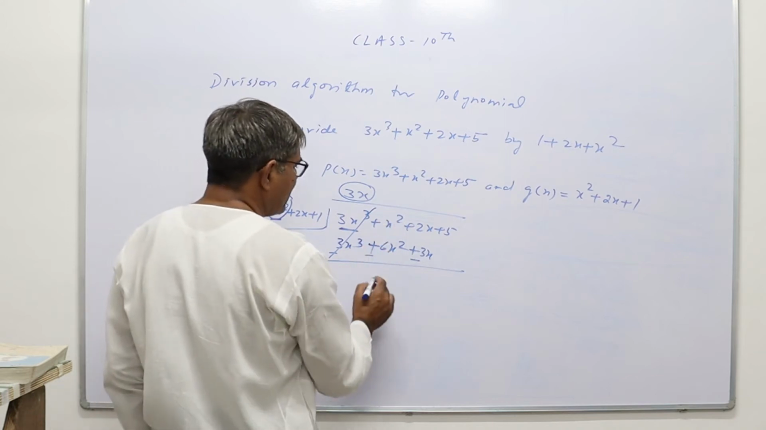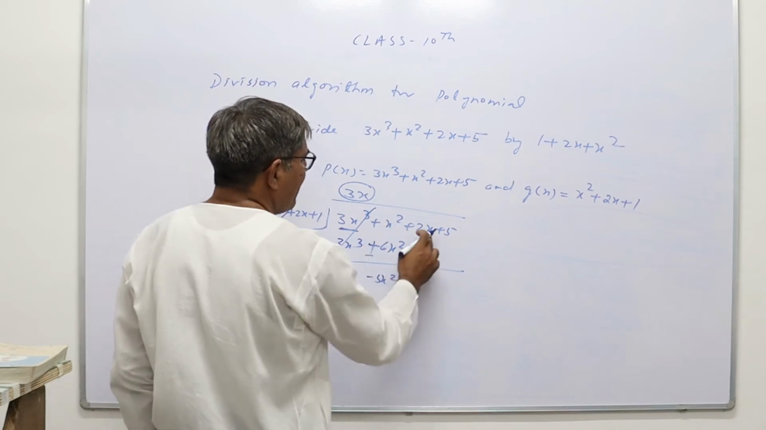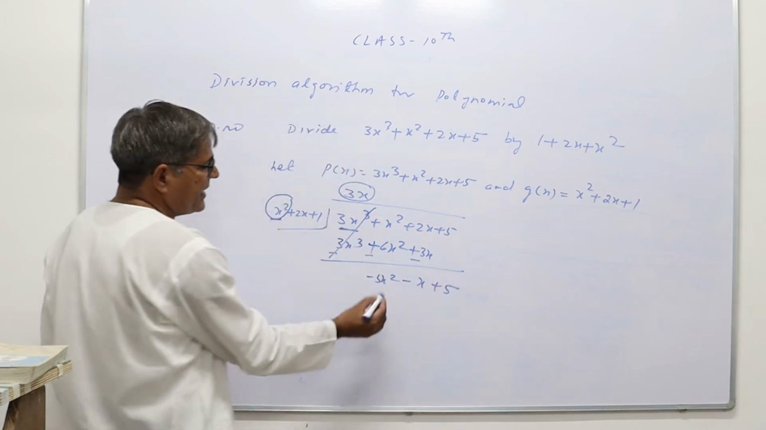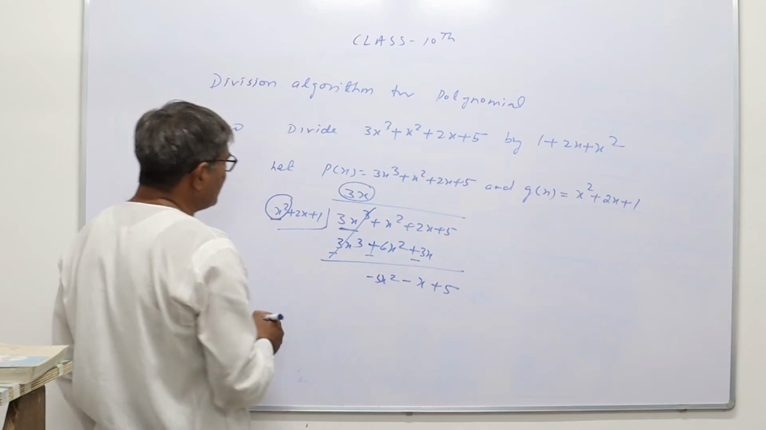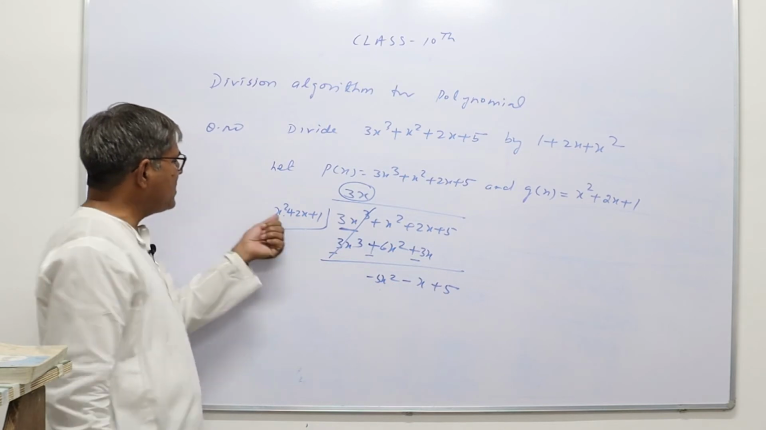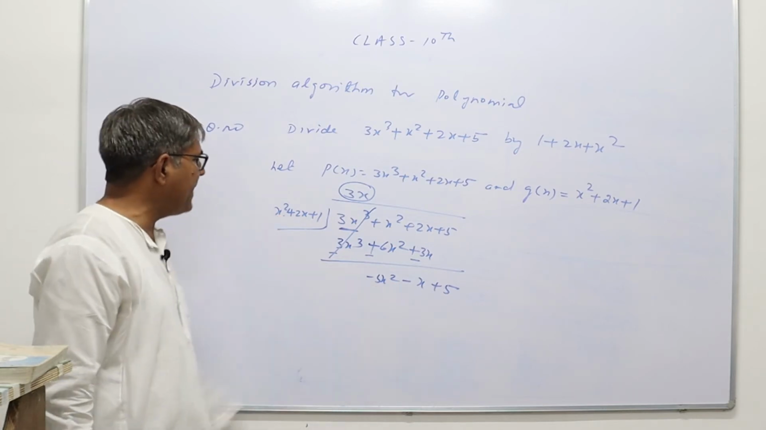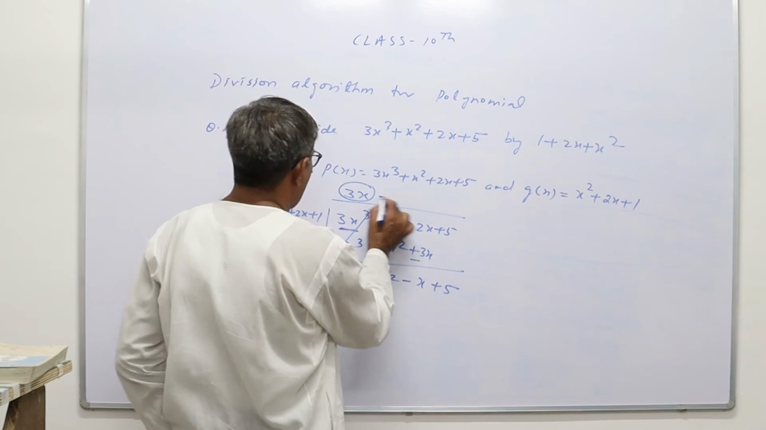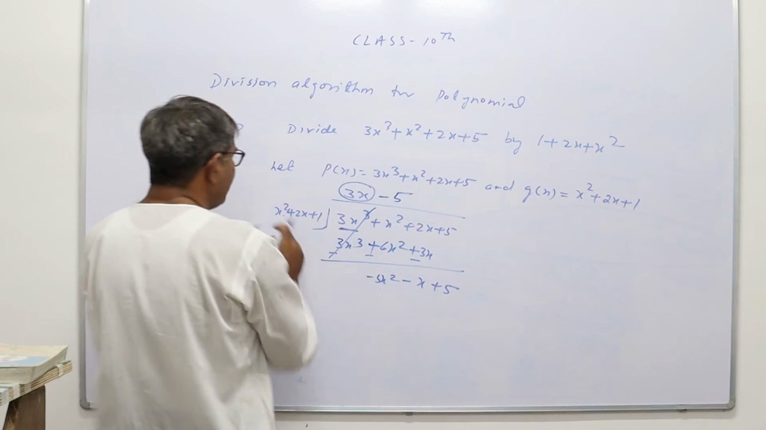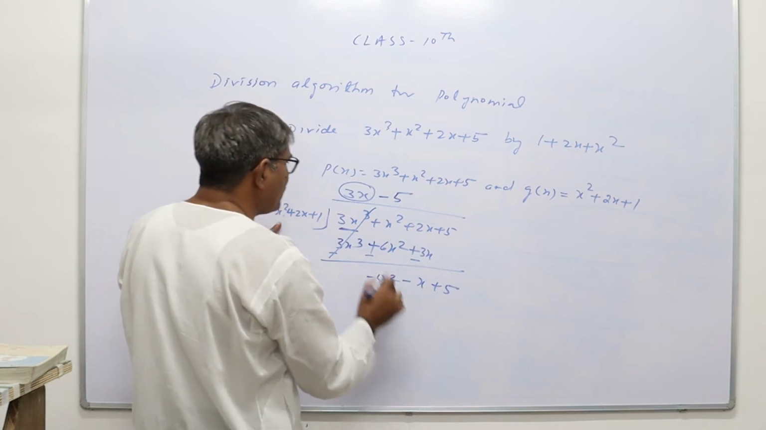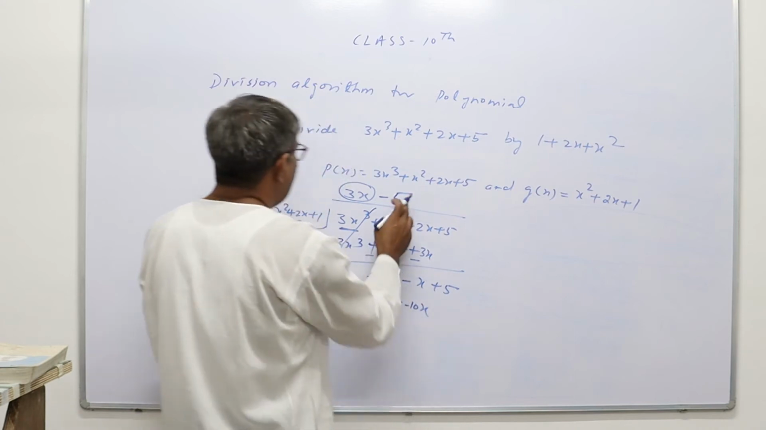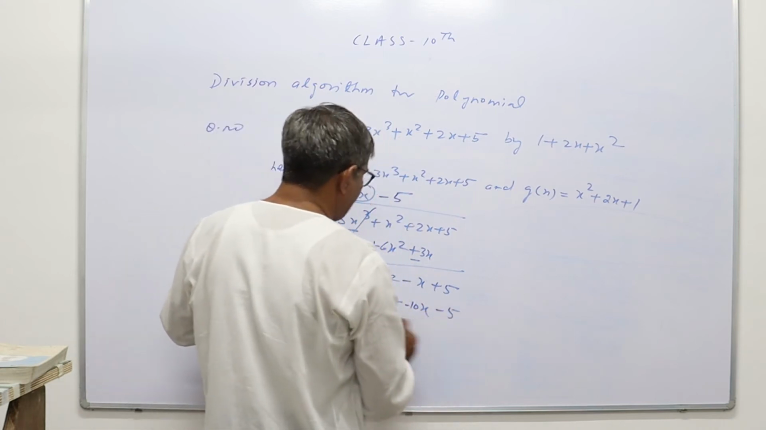x square minus 6x square, that is minus 5x square, plus 2x minus 3x, that is minus x plus 5. Again see which is the highest degree term, that is minus 5x square, and here is your x square. So now by what should I multiply x square so that it becomes minus 5x square? So minus 5. So minus 5 will be multiplied by the whole divisor. So minus 5 into x square, that is minus 5x square. Minus 5 into plus 2x, that is minus 10x. Minus 5 into plus 1, that is minus 5.